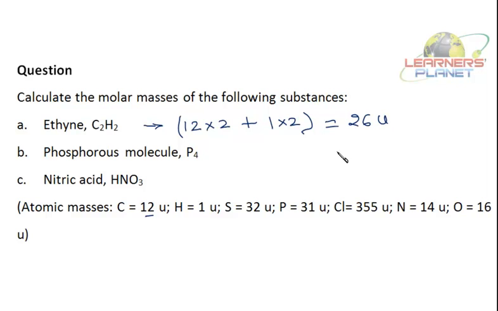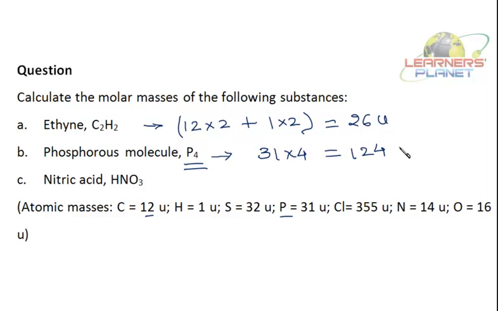What will be the gram molecular mass of ethyne? It would be the amount of ethyne whose mass in grams is numerically equal to its molecular mass. Likewise, the phosphorus molecule. What is the mass of phosphorus given here? 31 units. And how many phosphorus atoms are there in one molecule? 4. So what will be the mass?